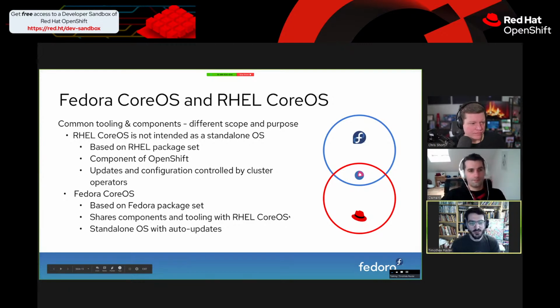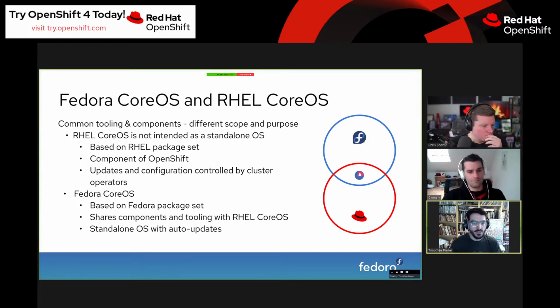So yeah, okay, we have Fedora CoreOS, and there's also RHEL CoreOS. So what's the difference? What are the relations? The idea is they share a lot of the tools that we use to build them, and they're mostly the same. The main difference is that RHEL CoreOS is not intended as something that you use by itself. Instead of being based on Fedora RPMs, it's based on RHEL RPMs. And it's mostly a component of OpenShift. So you don't run RHEL CoreOS by itself. You run it as part of an OpenShift cluster. And the difference here is that all the configuration and the updates are managed by the cluster itself via operators. So that's the basics of OpenShift and the relationship with RHCOS.